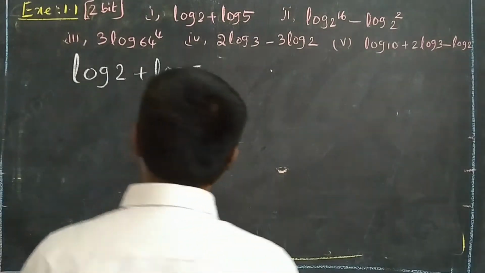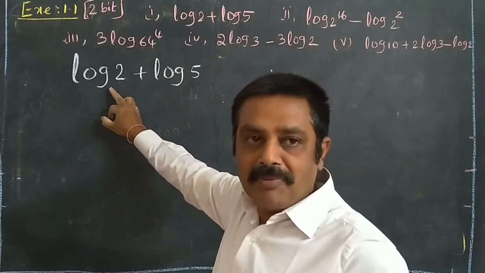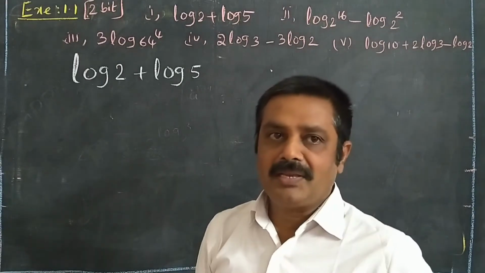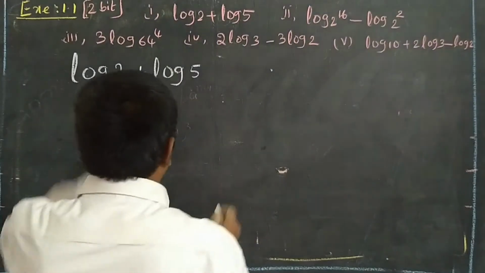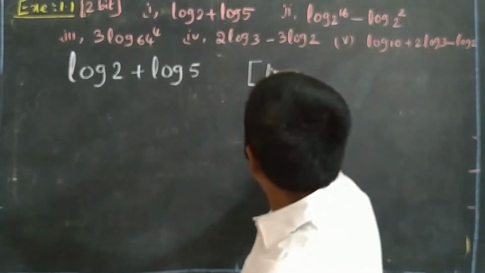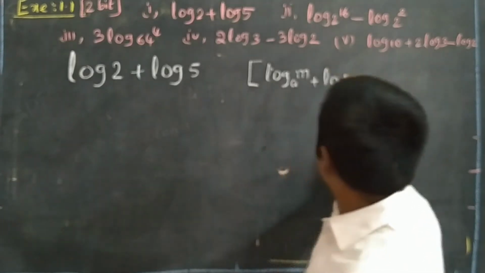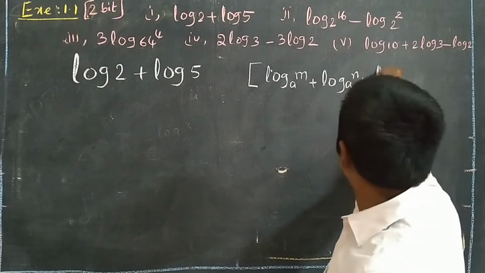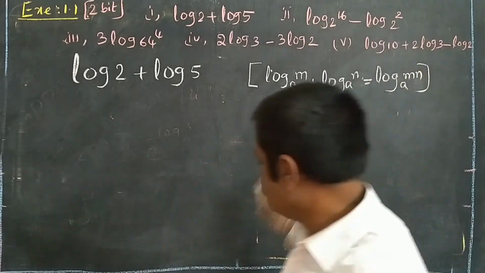So here, what is the base here? It is not given. Means we have to remember here base is 10. Without anything, if any base is not there, means you have to write 10 is the base. Okay. So it is looking like which form? Product form. Means log m base a plus log n base a equals log mn base a. You have to write in this method.